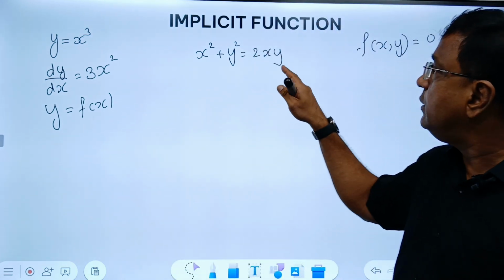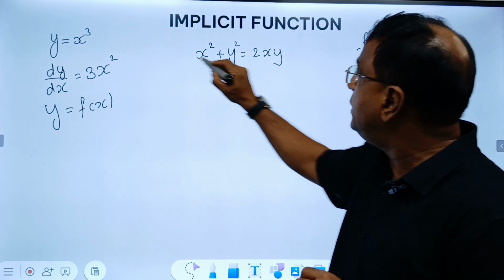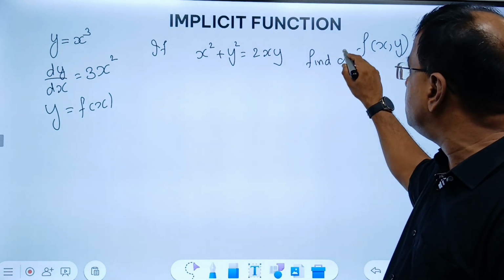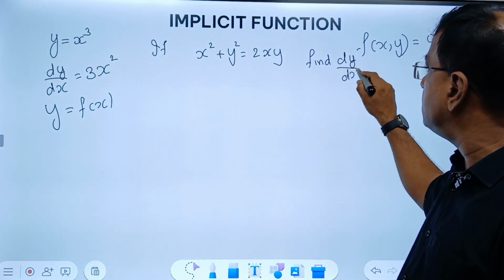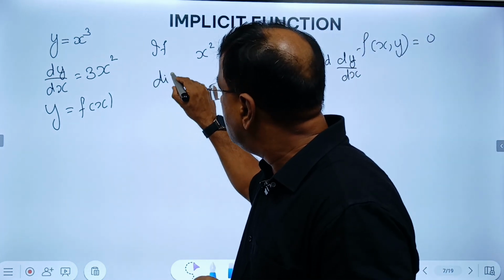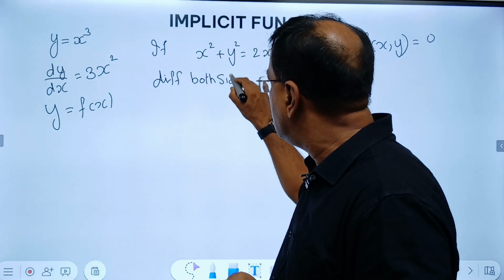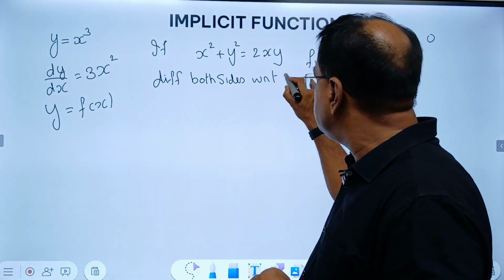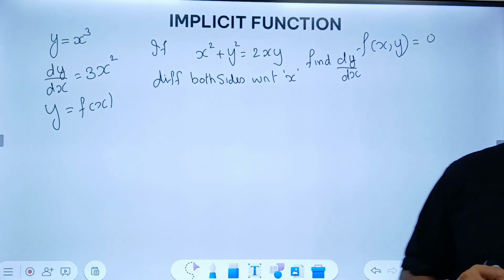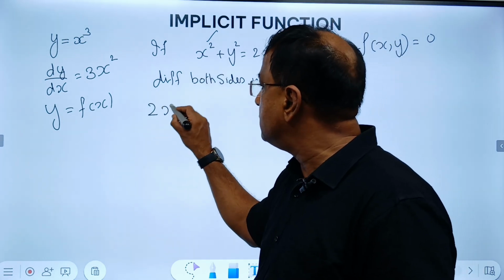Now how do I differentiate these functions? How do I find dy by dx for this? So the question will be, if this is given, let us say find dy by dx. Let's try this. Now what I should do, very simple. All that I need to say is differentiate both sides with respect to x. Now what is differentiation of x square? Differentiation of x square will be 2x.